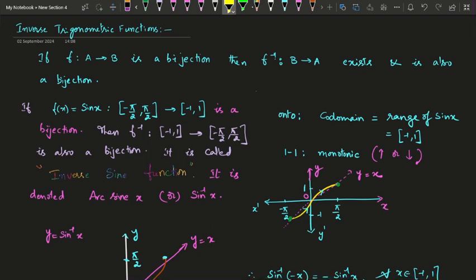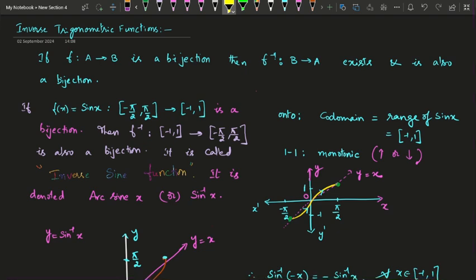When do we say that it is a bijection? If it is both one-one and onto. So when do we say that it is one-one? f maps from A to B is said to be one-one if different elements of A have different images in B. So in this case, this function must be a monotonic function. It must be either monotonically increasing or monotonically decreasing throughout the domain.